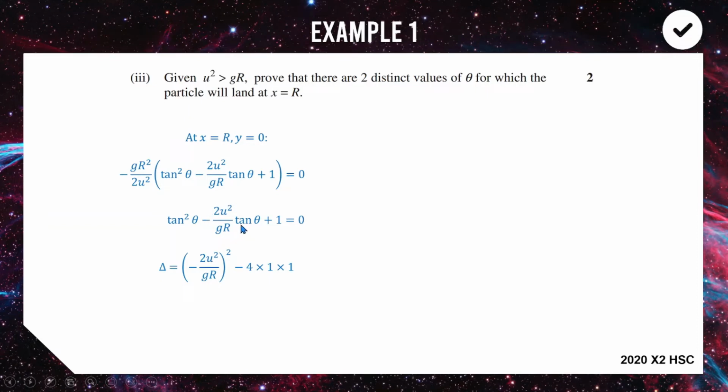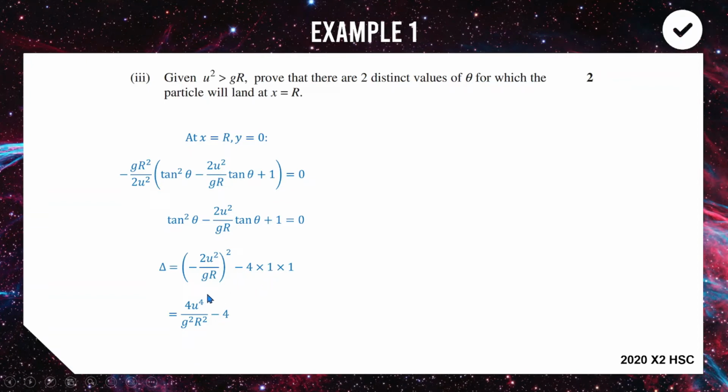The b is in front of the tan theta, the a is in front of the tan squared, which is 1, and the c is on the end. Okay, so this is the part inside the square root of the quadratic formula. Negative squared is positive. We get 2 times u squared squared, which is u to the 4 over g squared r squared. Take away 4.